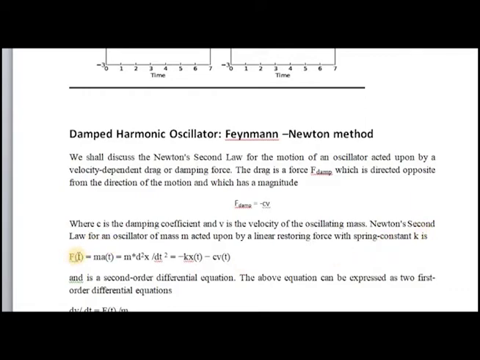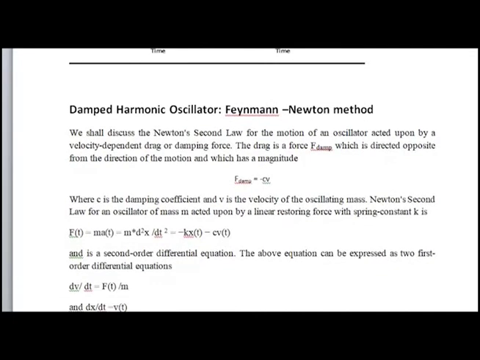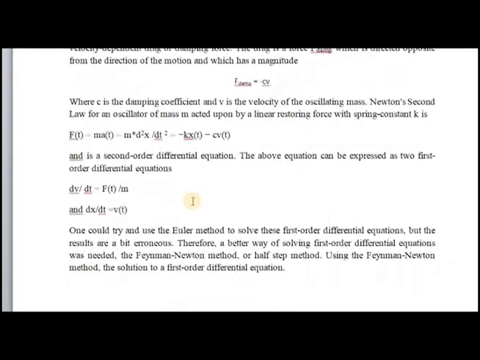The force acting on a damped harmonic oscillator becomes F is equal to minus kx minus cv, with x as a function of time and v, velocity, also as a function of time. And how can I write this?